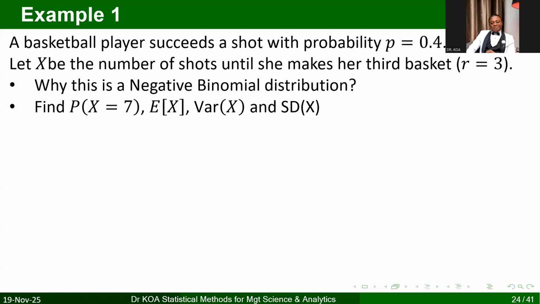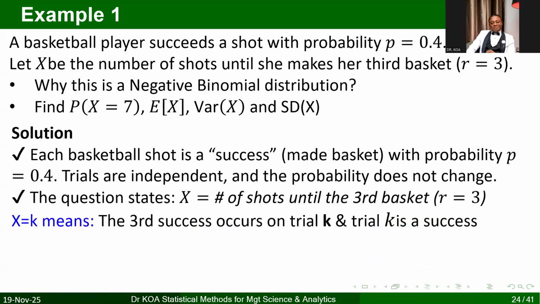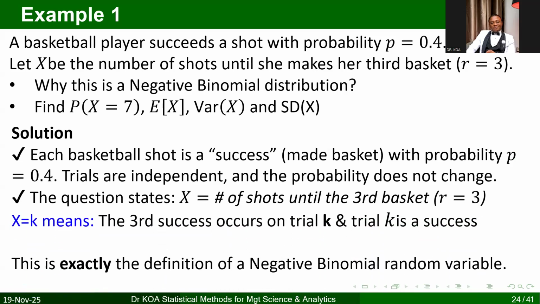Now, let me ask you, the third success, does it occur on the trial K? Yes. The third success occurs on the trial K. Okay. And so K can be said to be a success. I just hope that you understand, because X is equal to K. So X is equal to small x, or S is equal to K. So all of this gives it that nature of what? Negative binomial distribution, or negative binomial random variable. Okay. So those are some of the points that give it a negative binomial distribution.